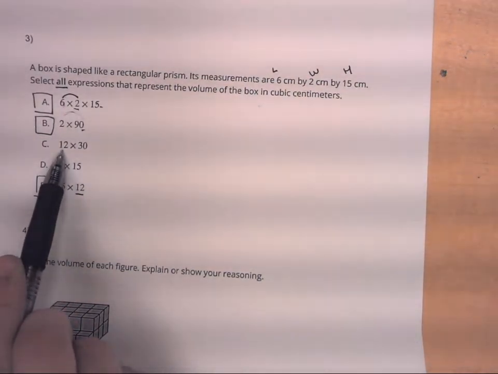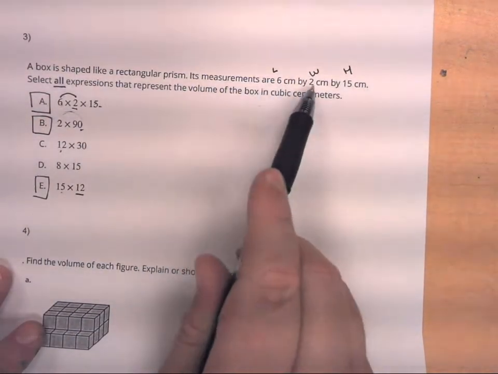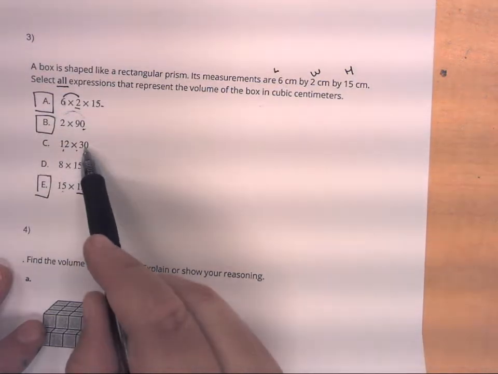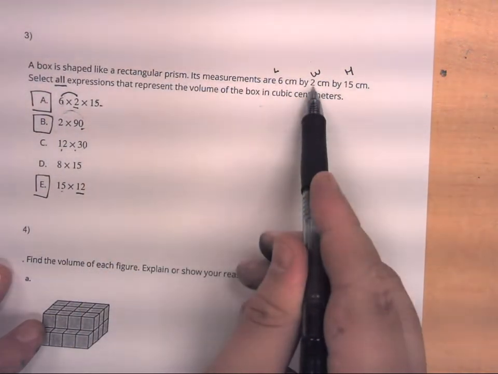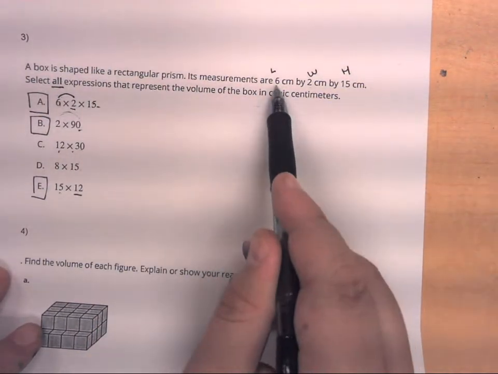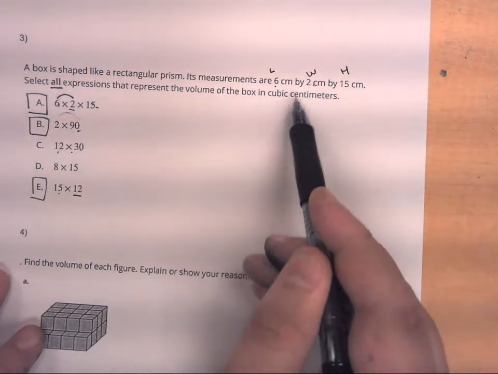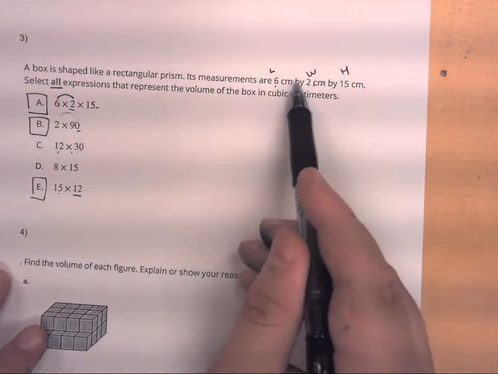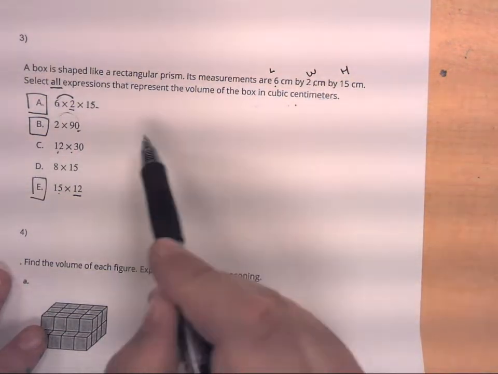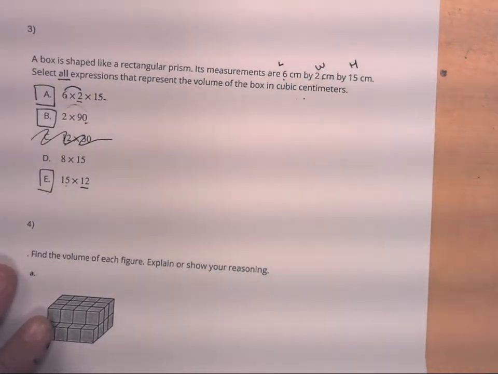C has an expression 12 times 30. Now I can see where the 12 could come from, this 2 and 6, and I could see a student thinking, well, maybe 6 and 2 is 12, and 2 and 15 is 30. But we know that once we've multiplied 6 and 2, we're only left with 12. So the 2 that was a factor with 6 gets absorbed into the product 12. So C is not a reasonable expression.